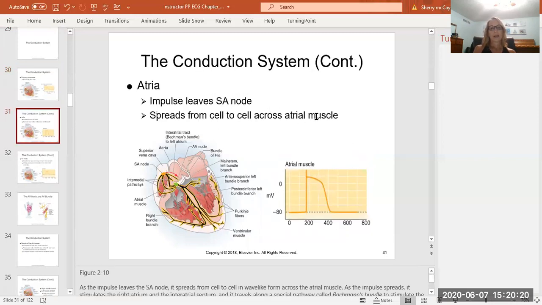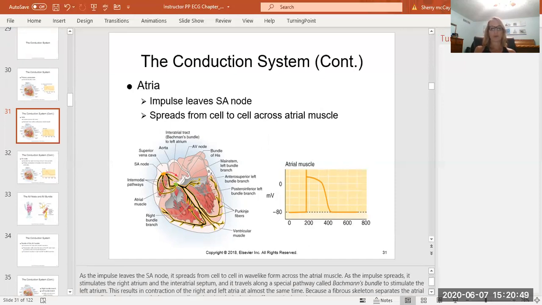All right, now the atria. So where would we find the atria? The impulse leaves the SA node and spreads from cell to cell across the atrial muscle. As the impulse spreads, it stimulates the right atrium and the interatrial septum, and then it travels along a special pathway called Bachmann's bundle to stimulate the left atrium.